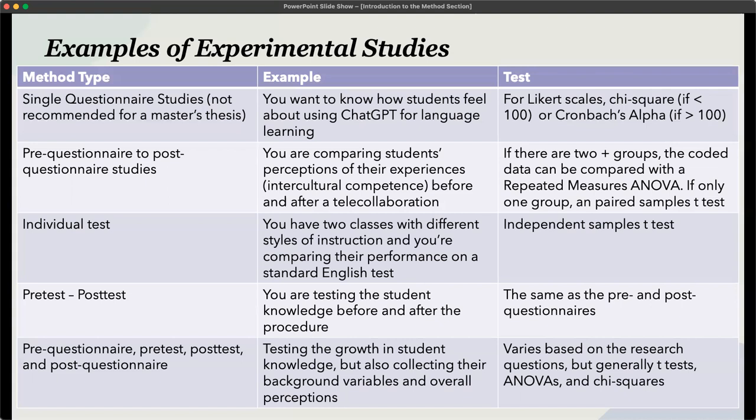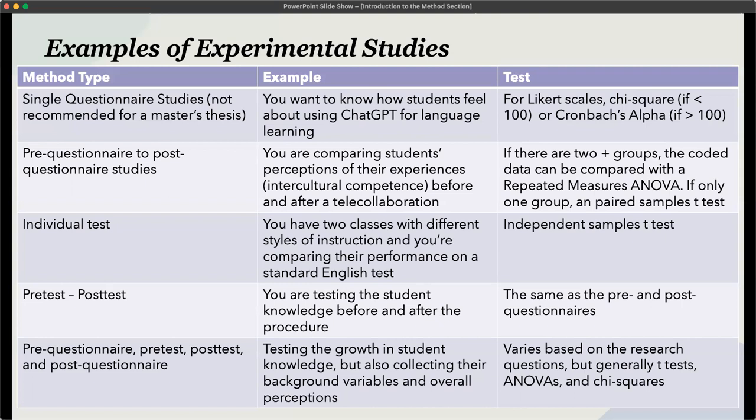Now, there are pre-questionnaire to post-questionnaire studies. Questionnaires usually collect qualitative data, but the data can be coded. In this case, you're comparing students' perceptions of their experiences and collecting data on intercultural competence based on Deardorff's theory of IC, before and after a telecollaboration. I've seen this one done. If you have two groups and you've coded the data, you can compare the pre and post questionnaires with repeated measures ANOVA. If there's only one group, you can compare the information with a paired samples t-test.